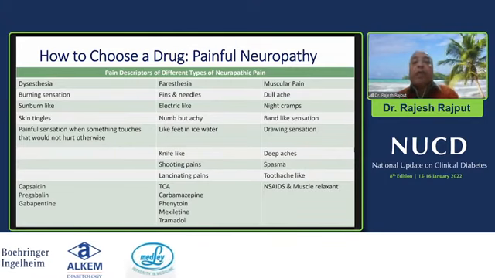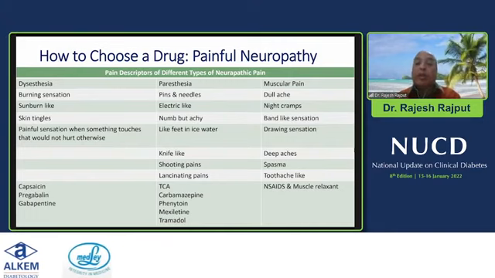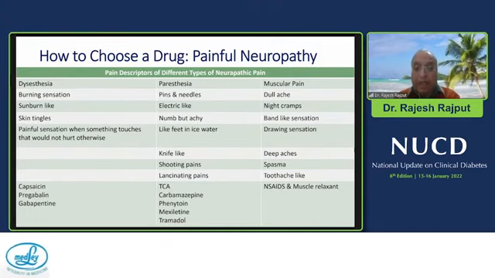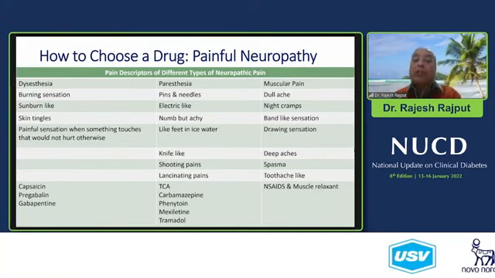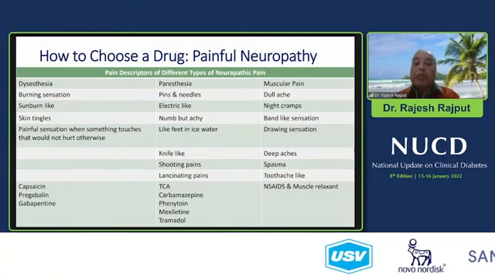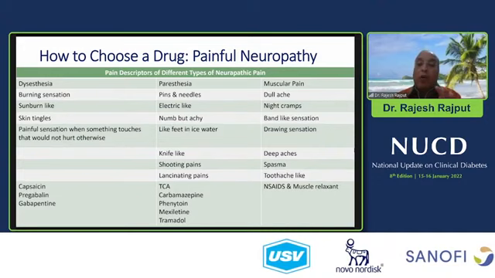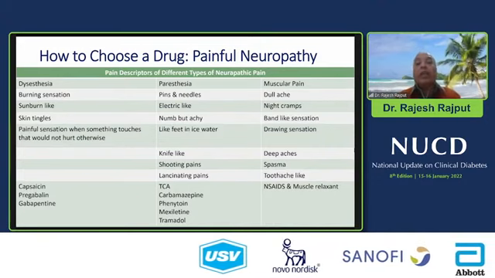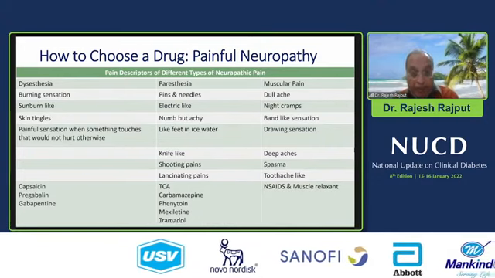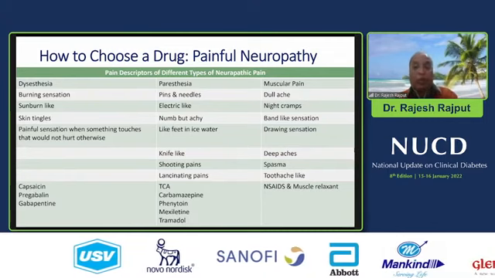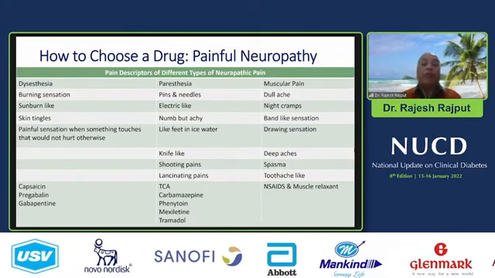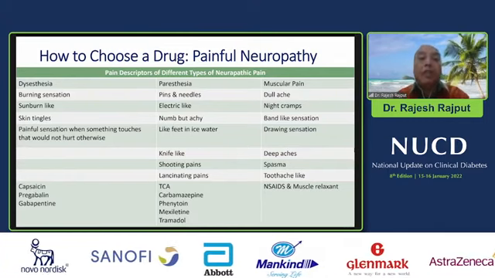And the third group of pain includes muscular pains, dull ache pains, night cramps, band-like sensations, or drawing sensations, spasm, deep aches, toothache-like sensation. In all such cases, NSAIDs and muscle relaxants. And if the patient has a combination, we may even need to give a combination of these therapies.